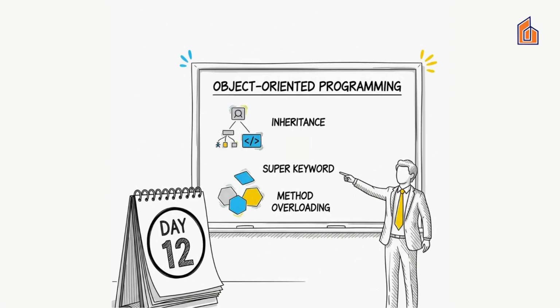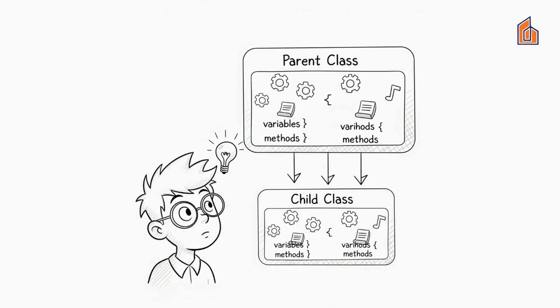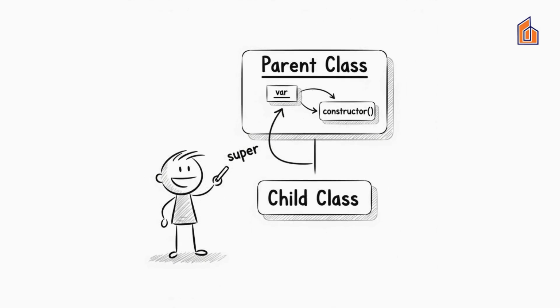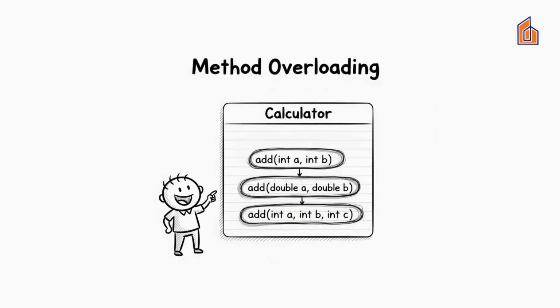Today we are going to cover three very important concepts of object-oriented programming in Java. That is inheritance, super keyword and method overloading. Inheritance is how one class can acquire properties and behavior of another. Then super keyword is how we can access parent class properties and constructors. And method overloading, how we can define multiple methods with the same name but different parameters.